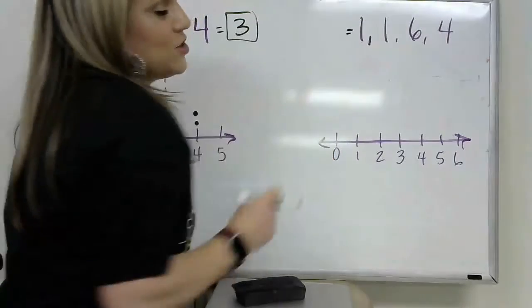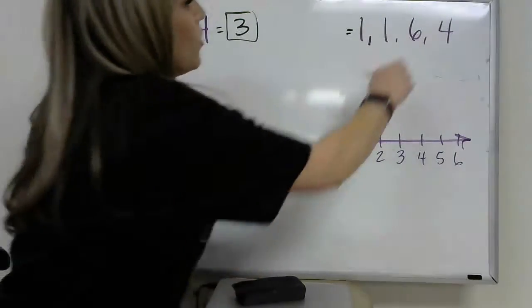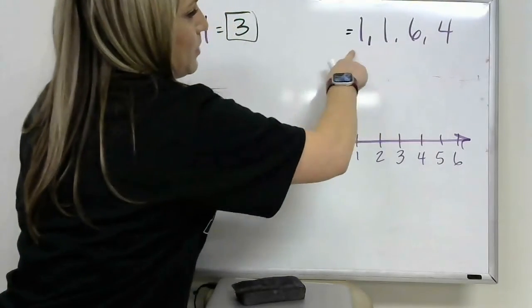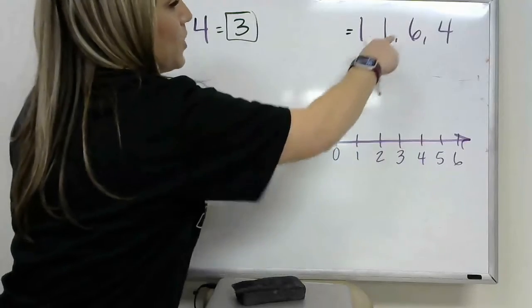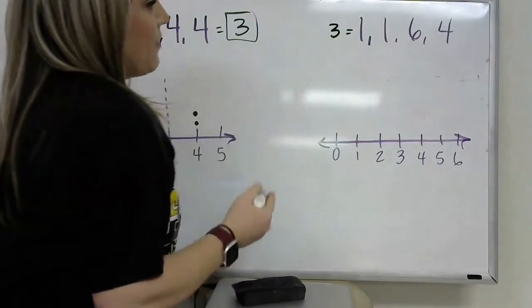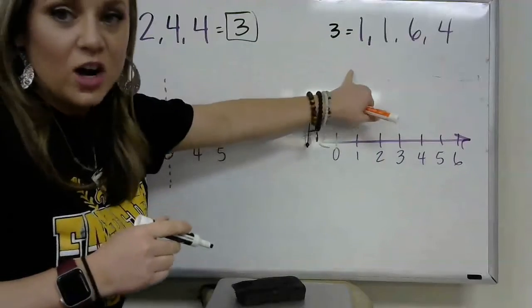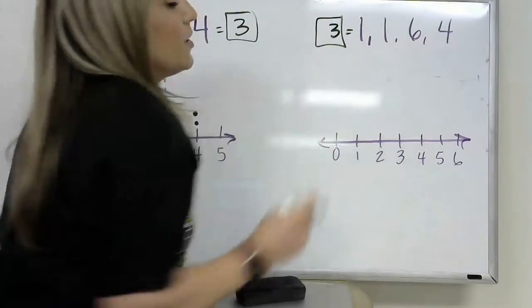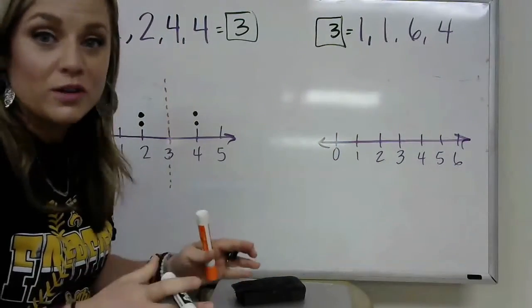All right, so then we have 1, 1, 6, and 4. I'm going to find the average of this data set. Well, 6 and 4 is 10, and 10 plus 2 is 12. We have 4 numbers, and 12 divided by 4 is 3. We just did that. So the average of this data set is also 3. Do you understand that so far? If you don't, raise your hand.